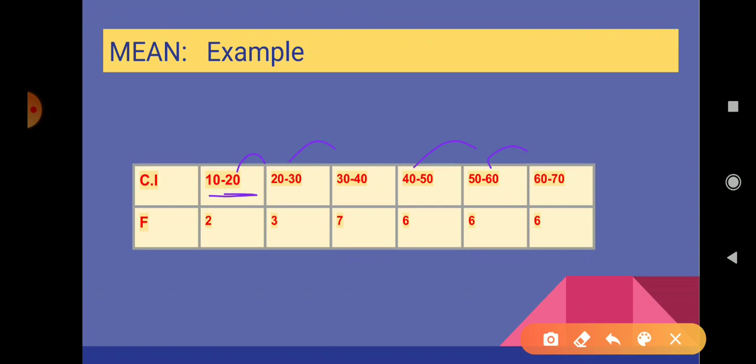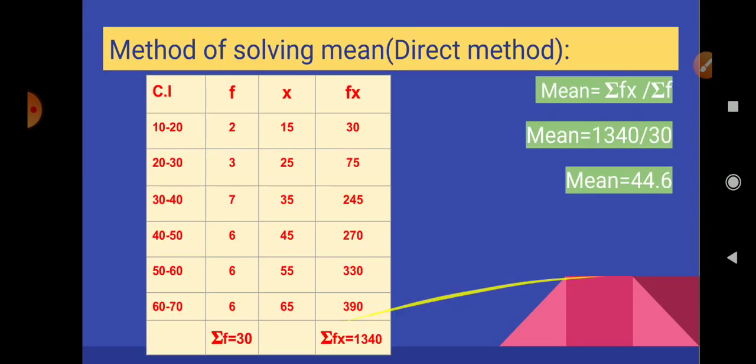Next, the frequencies are 2, 3, 7, 6, 6, 6. So frequency is given, class interval is given. Now let us go for solving with the first method, the direct method. What is the formula for the direct method? Sigma fx by sigma f, where f is frequency and x is class mark or mid value.